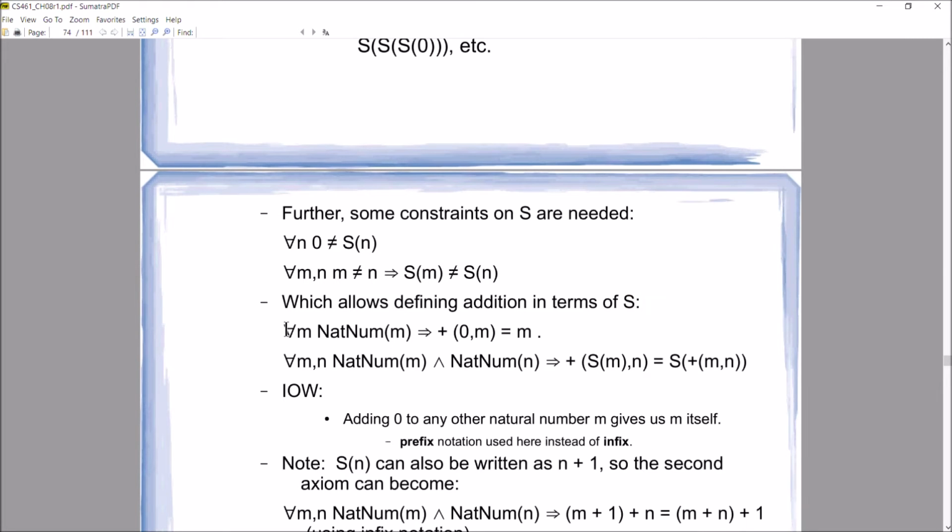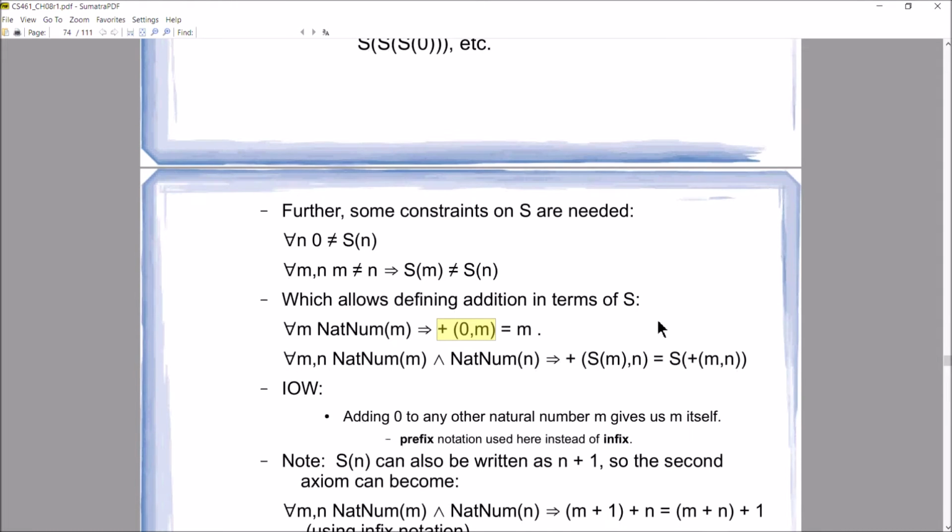Okay, so now we can define addition in terms of the successors, right? So what does this sentence say? For all objects within the domain, if it's a natural number, that implies that 0 added to that number is going to be that number. So here we see that prefix notation, which at this point you're probably a little used to with Lisp. So this is just saying, look, you can add any number to 0 and you're going to get that number back.